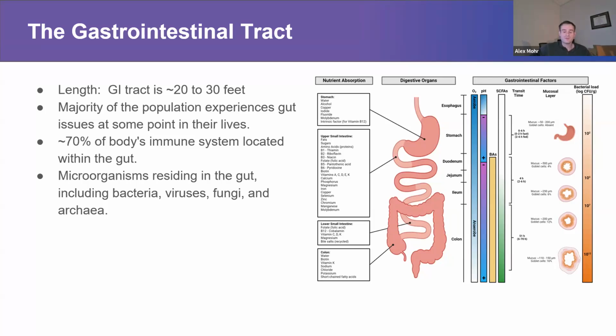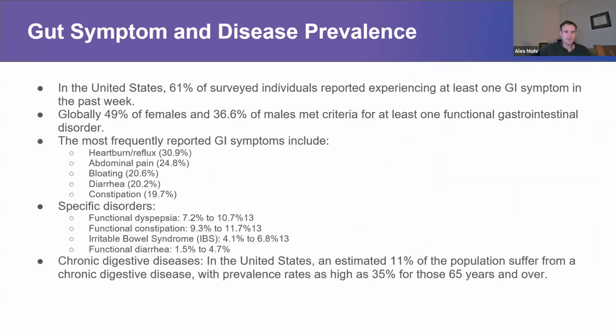Additionally, the gastrointestinal tract plays a crucial role in immune function, with a significant portion of the body's immune system located within and around the gut, approximately 70%. In addition, the gastrointestinal tract houses the gut microbiota. Estimates suggest that there are trillions of microorganisms residing in the gut, including not just bacteria, but also viruses, fungi, and archaea. So in terms of gut symptom and disease prevalence, this is actually very problematic, particularly in Western countries.